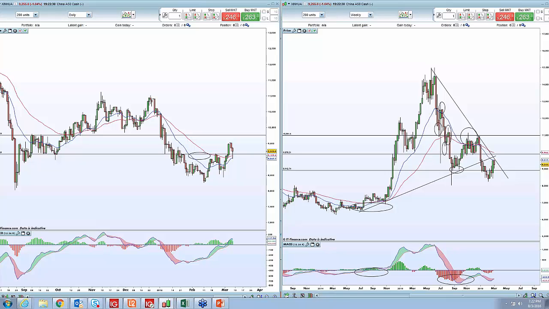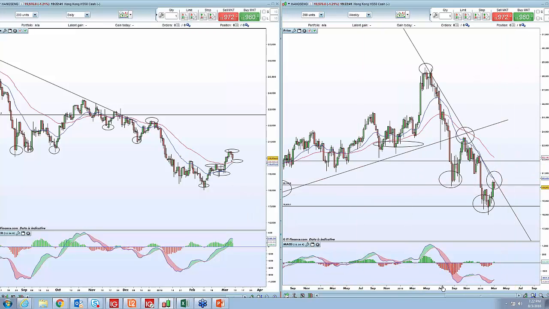So let me move to Hang Seng because the Hang Seng has very nice clear levels. Okay, so if you look at the Hang Seng here, on the right is a weekly chart which shows a clear downtrend.